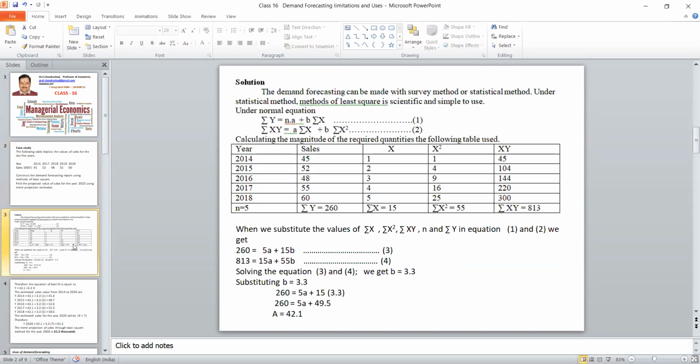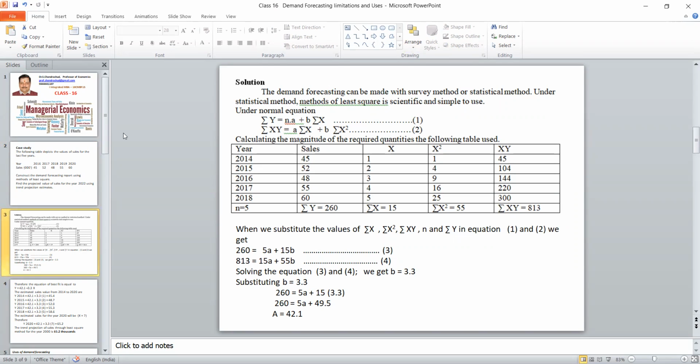Now how to do? Now we should know what is the method of least square. There should be two important equations for the least square. This is based on the simple regression. The first two you have to mark up. This is the method of least square. The formula is summation of y equal to n into a plus b into summation of x. This is the first equation. Second equation, summation of xy equal to a into summation x plus b into summation x square. These two you have to remember, because method of least square is this one.